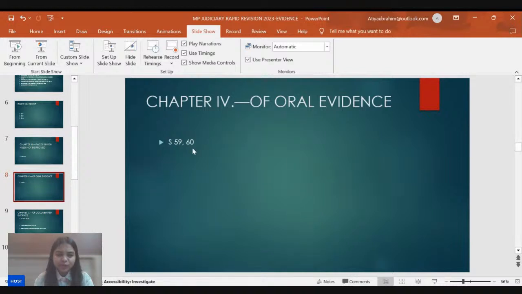From chapter 4, I have seen that section 59 and 60, these sections are asked. If you also see the previous year question paper, you will see questions from these sections coming. So chapter 4, go with section 59 and 60.